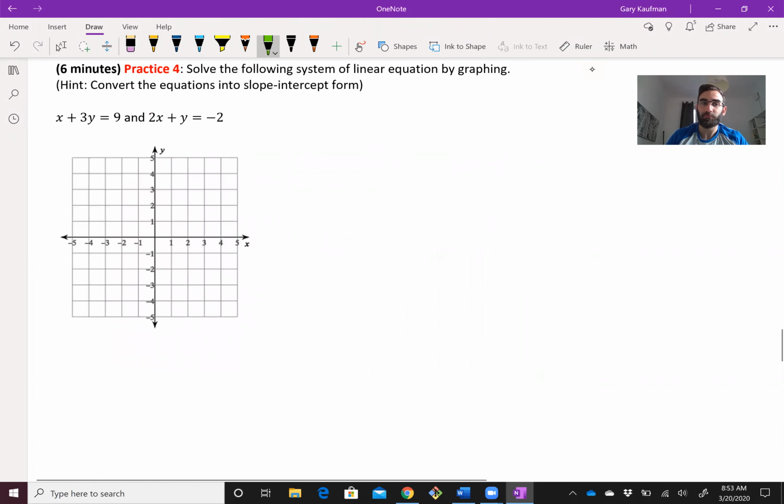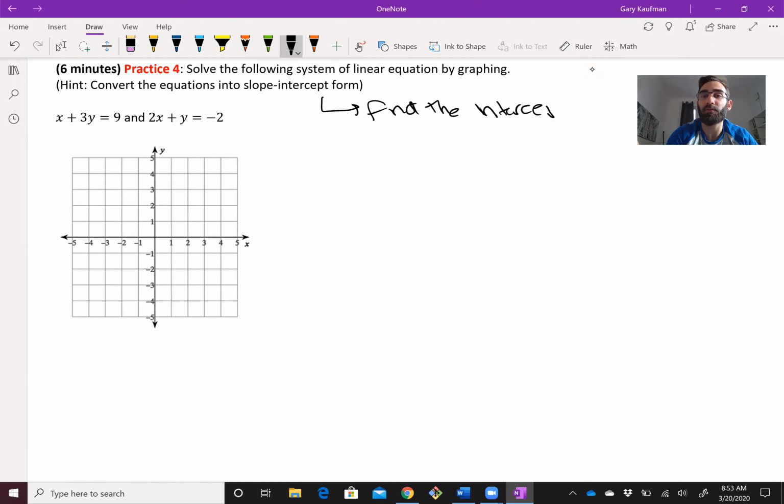Okay. Now, here's a practice problem. Now I'm going to give 2 hints. Convert the equation to slope-intercept form, or find the intercepts. I saw some of us had difficulty with this on the last question of the summative, determining if a relationship was parallel or perpendicular. I'll help with the first one.